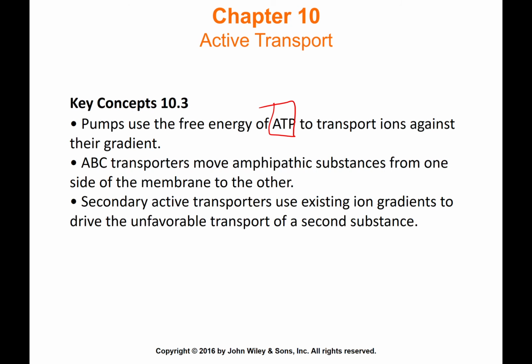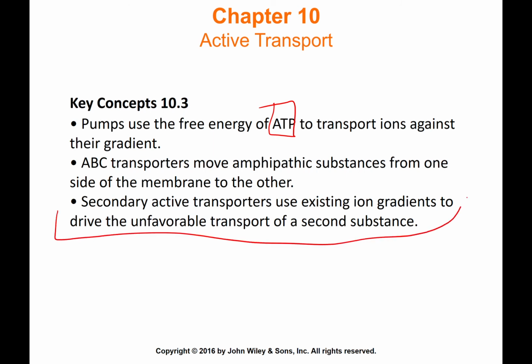All right, we'll talk about one of the very common types of these called the P-type ATPase pumps. All right, there's another family of transporters that are very, very important called the ABC transporters. All right, these are going to tend to move large organic molecules, for instance, like drugs, from one side of a membrane to another. All right, and then we're going to talk about a third class of active transporters.